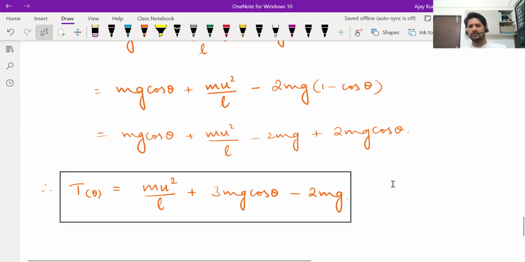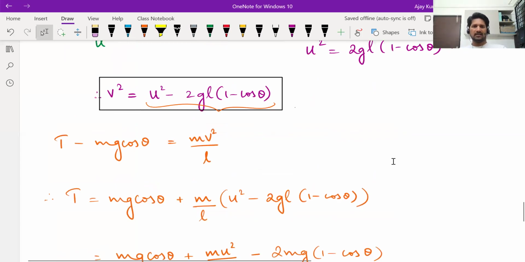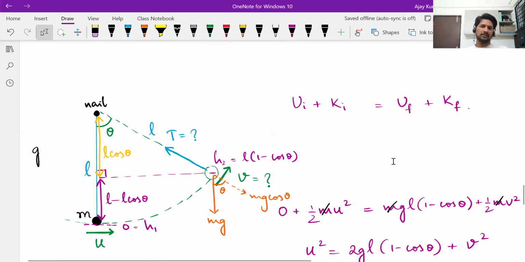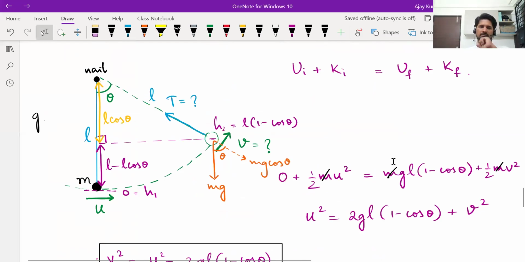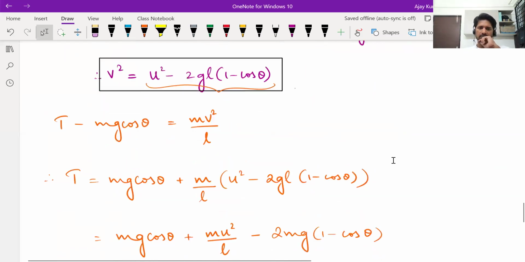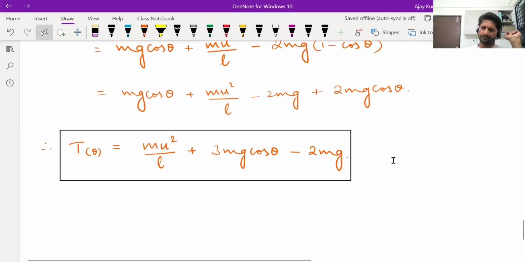Okay, we applied energy conservation to derive V square first, and after deriving V square, we are using the centripetal force formula to get an expression for tension. Now, observe this equation for tension. U is the speed with which the object is projected from the bottommost position. Mg is a constant, the weight of the object. As the bob moves along the circular path, theta is the variable. From point to point, in this equation, theta is the only variable. So we got tension in terms of one variable, theta.